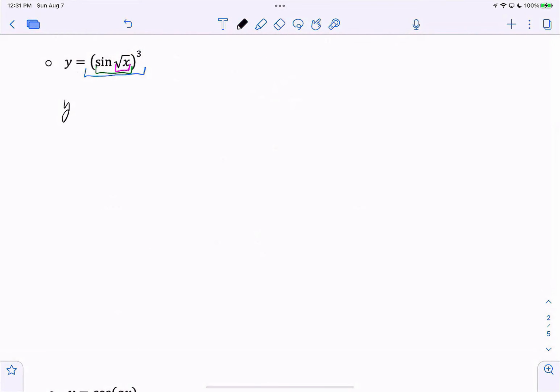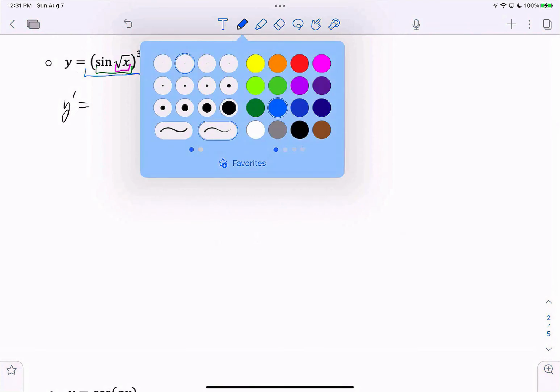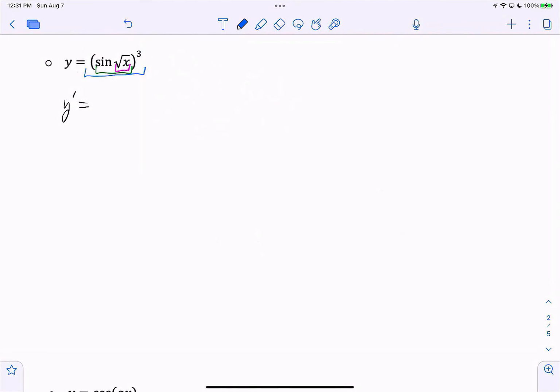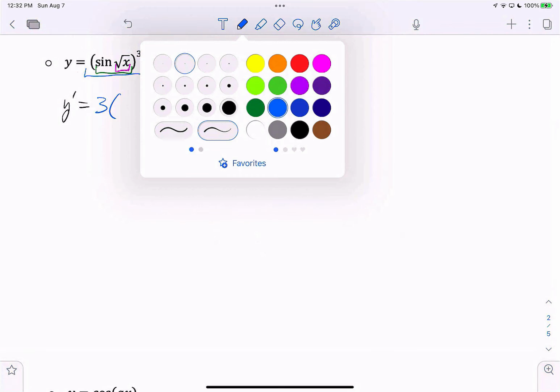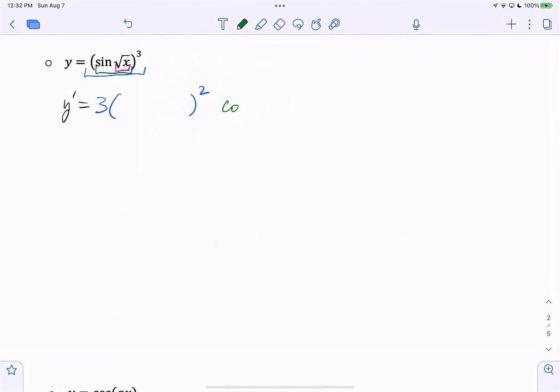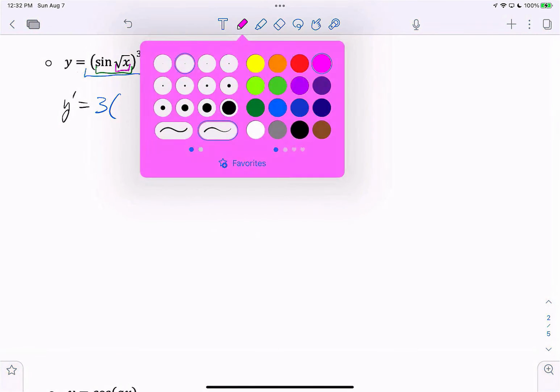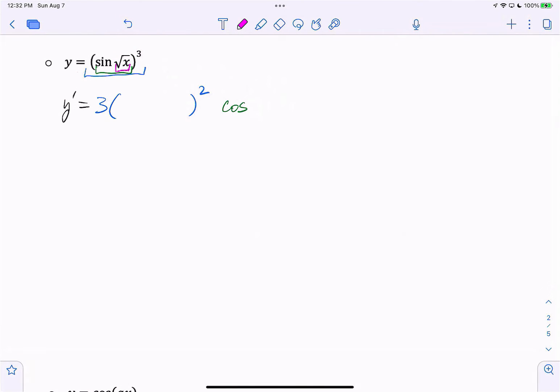So to find this derivative, first, y prime is equal to, we're going to take the derivative of the outer function, which is an exponent, so power rule. 3 times the quantity squared, and what's inside, we'll deal with that in just a minute. The derivative of the sine function is, of course, the cosine function. What's inside? Again, we'll deal with that in just a minute. And then the derivative of the square root of x is 1 over 2 times the square root of x.